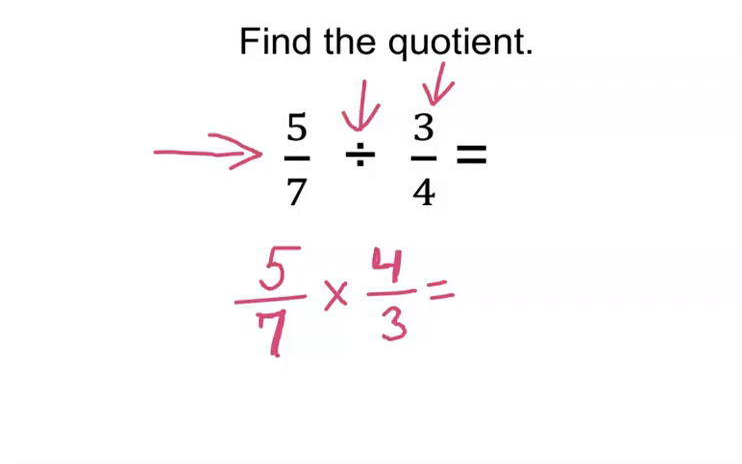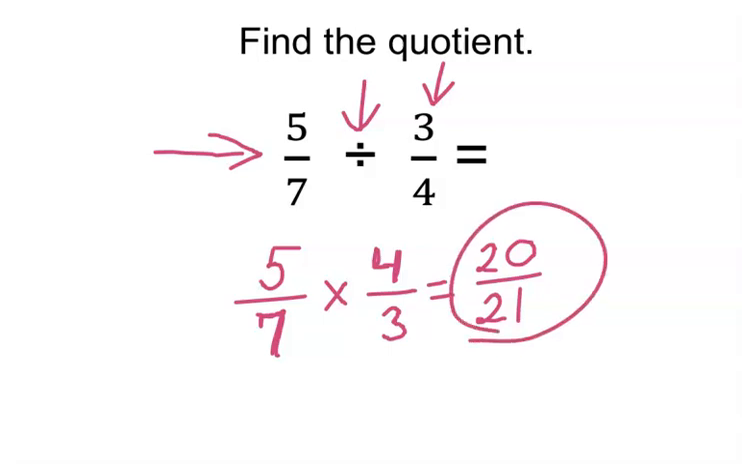5 times 4 is 20. 7 times 3 is 21. So the answer is 20 over 21. Can't simplify it. That's as good as we can get. It's not an improper fraction. That's all we have to do for that one. So let's go on to the next one.